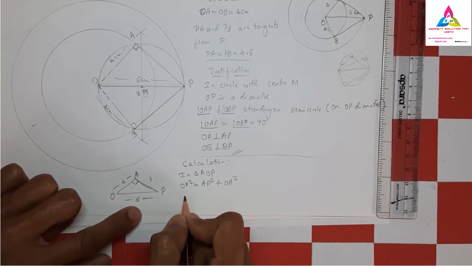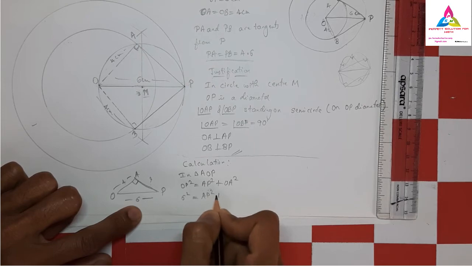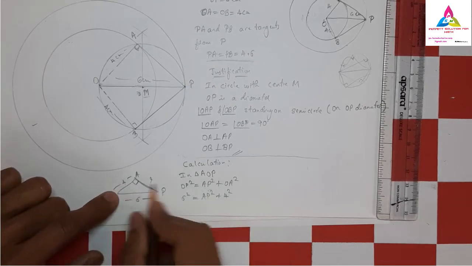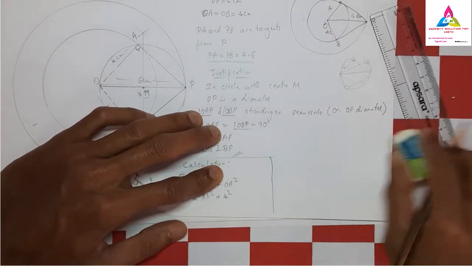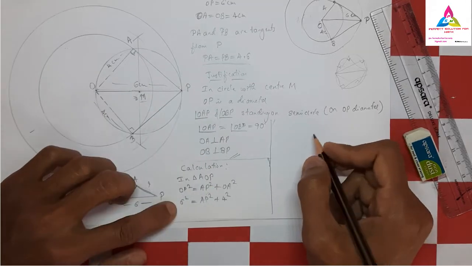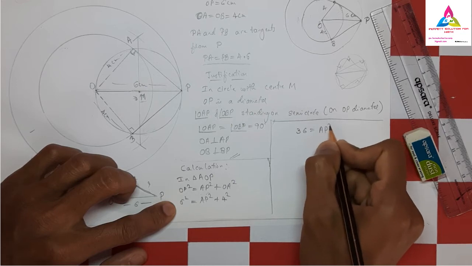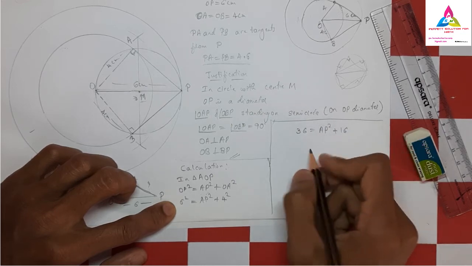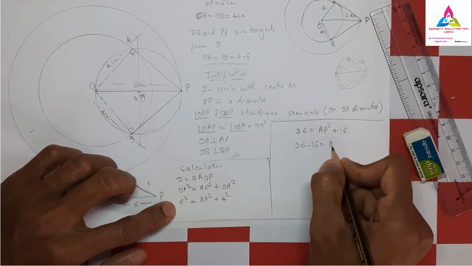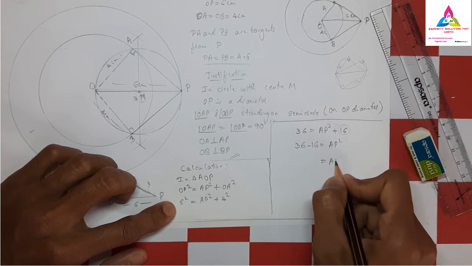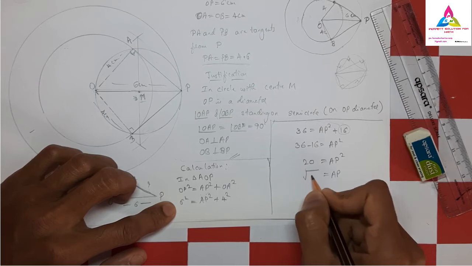So OP is 6 centimeter, so 6 square. AP we don't know, AP square, plus OA square, and OA is 4, so 4 square. I will do the calculation on this side. 6 square is 36, that is equal to AP square plus 4 square, which is 16. So that 16 I will bring to this side, it becomes minus 16, equal to AP square. So AP square value will become 20, so AP will become the square root of 20.